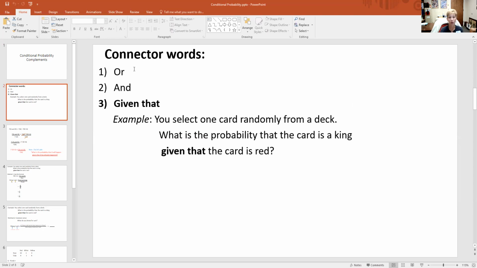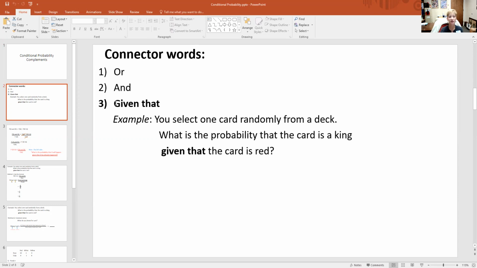over two of them: or, and. So remember, the probability of A or B is the probability of A plus the probability of B minus the probability that A and B happen simultaneously, and that's on your formula sheet. And the probability of A and B means that A happens first and then B happens. And so that's the probability of A times the probability of B given that A has happened. So we've already gone over "or" and "and"; they're on your formula sheet.